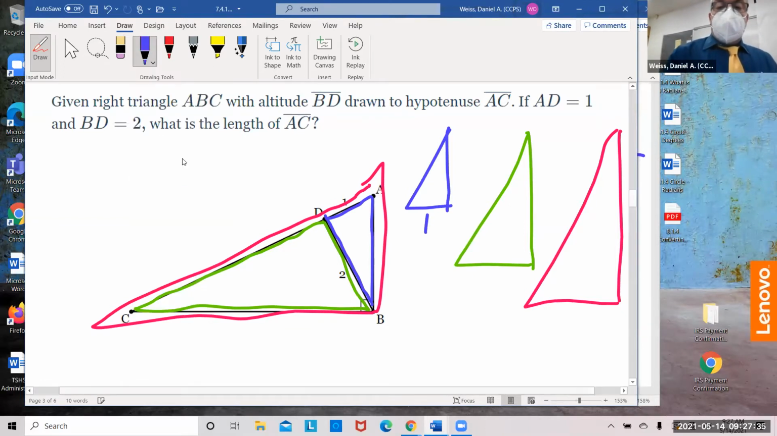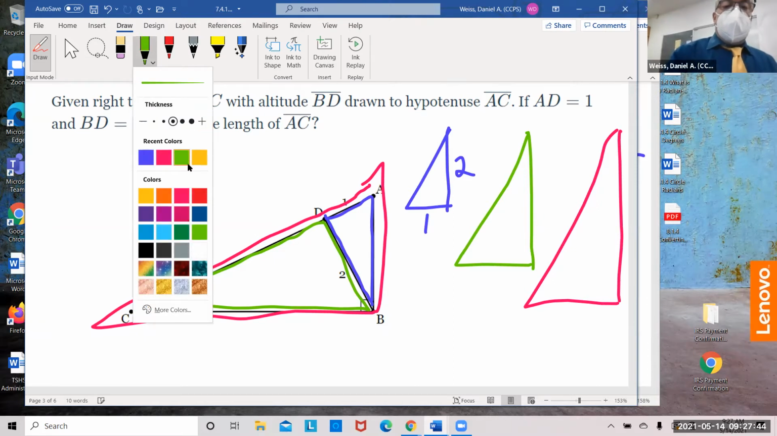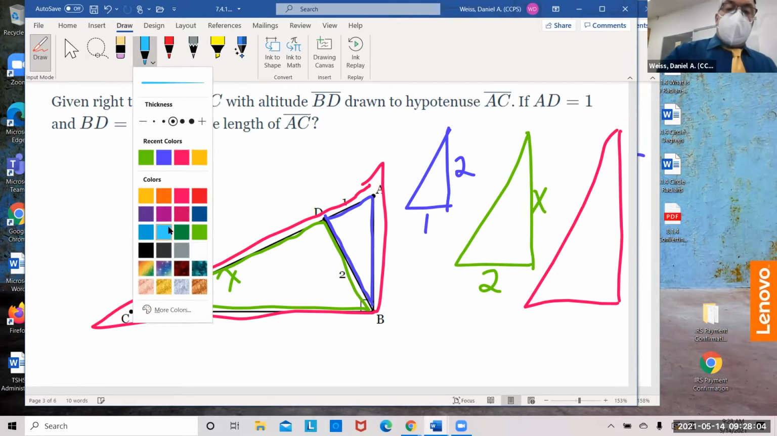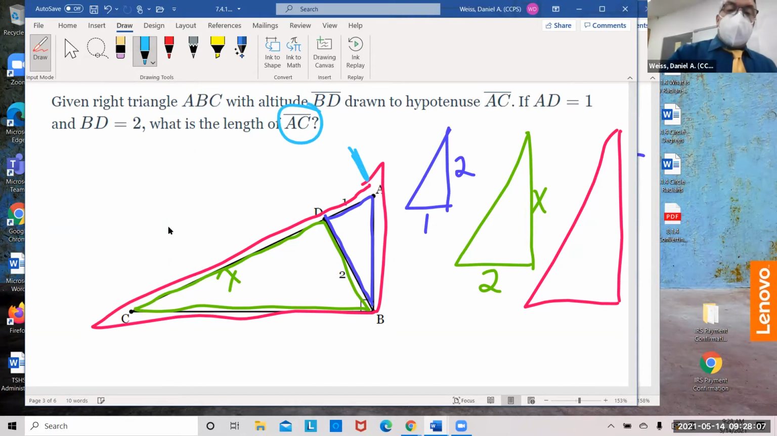The small one, that short leg there is 1. And the long leg is 2. And in the medium sized one, the short leg is 2. All right. And I'm going to call this piece here X. But I need to know all the way from A, it says AC. So from A to C, this whole length there. So whatever I get for X, I'm going to add 1, right?